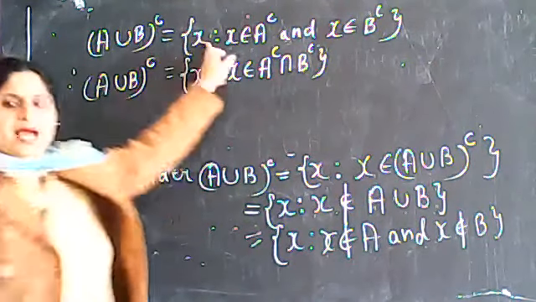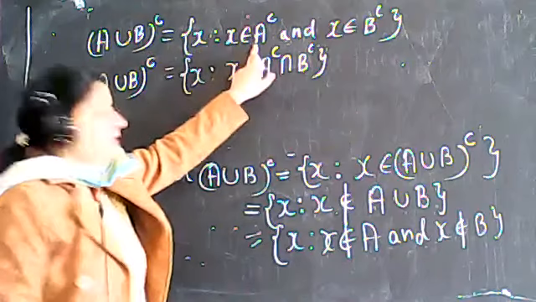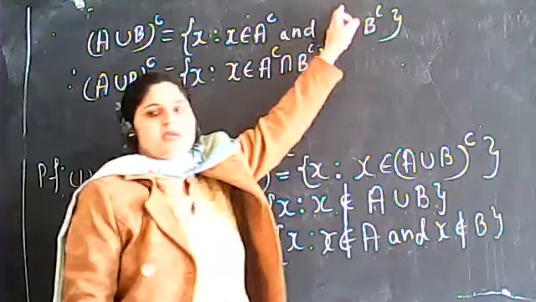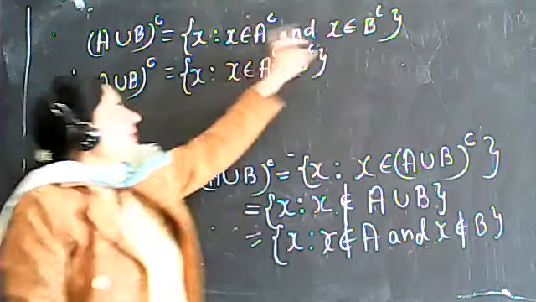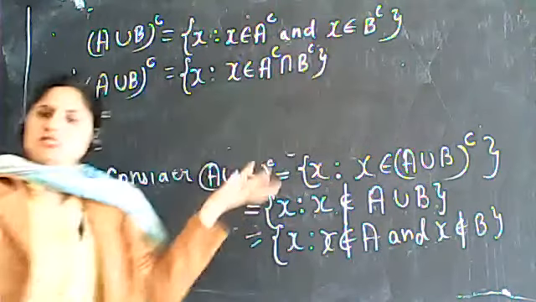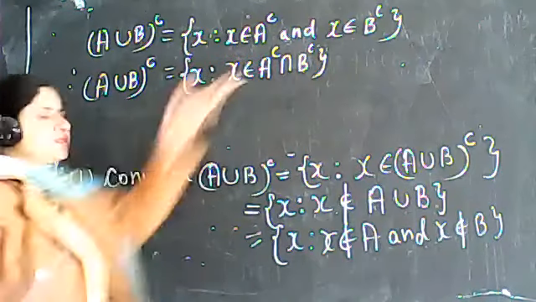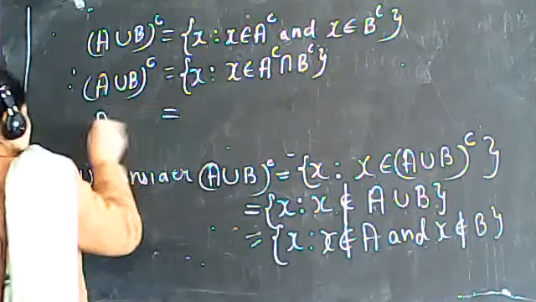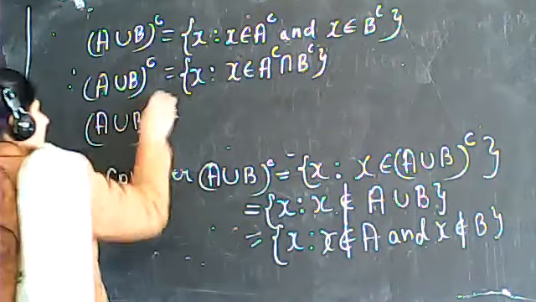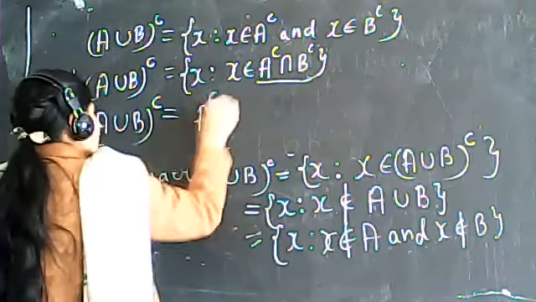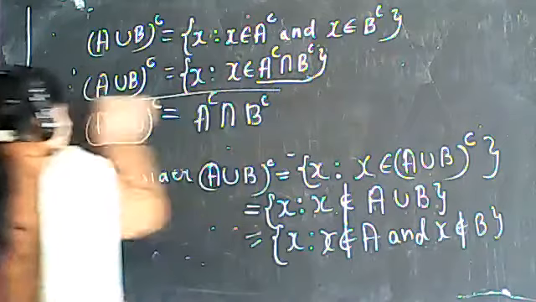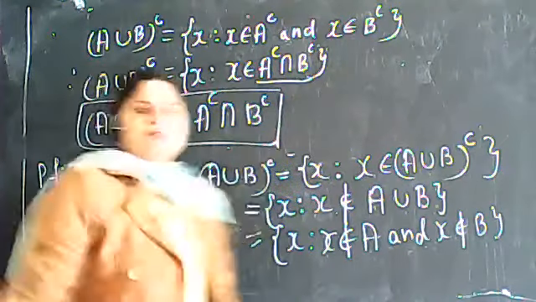So X is an element which is present in A complement as well as present in B complement. X is present in this set and also in the other set, so X is a common element, so it will go under the intersection of these two sets. So this is what we had to prove. So A union B complement equals A complement intersection B complement. This is the proof of the first part.